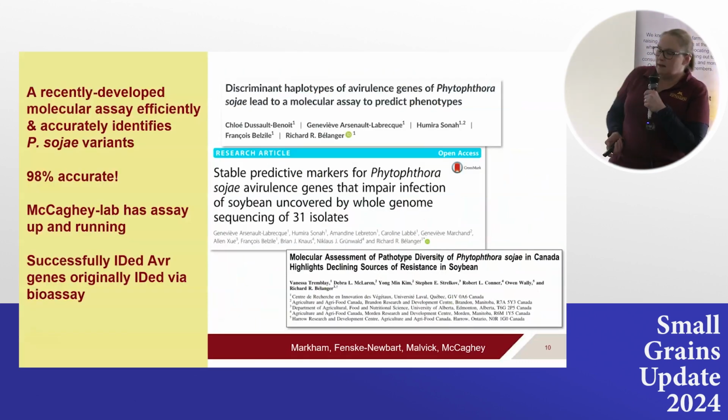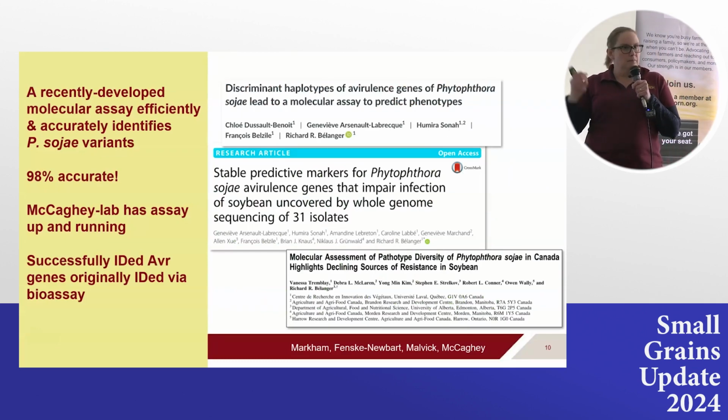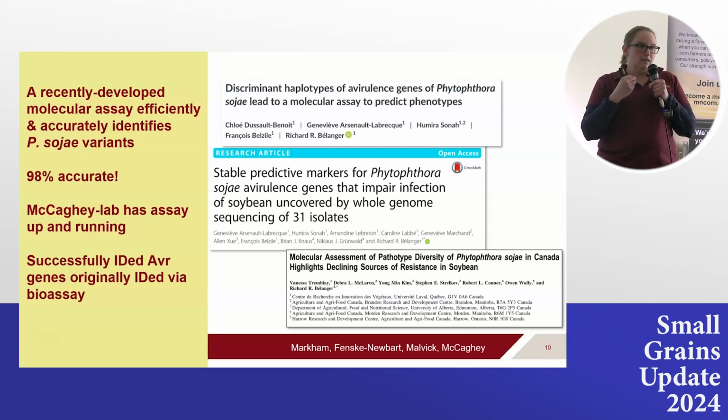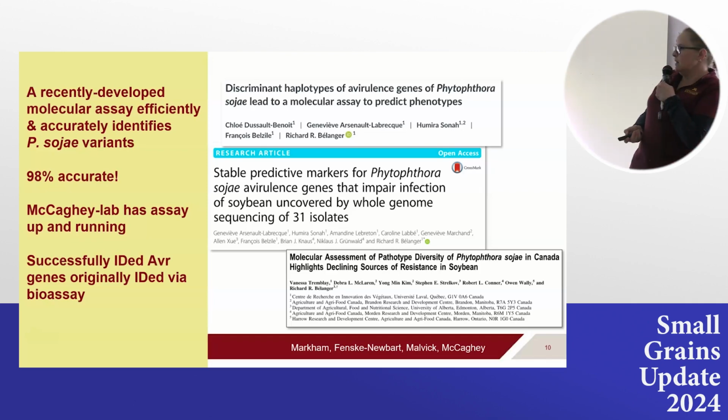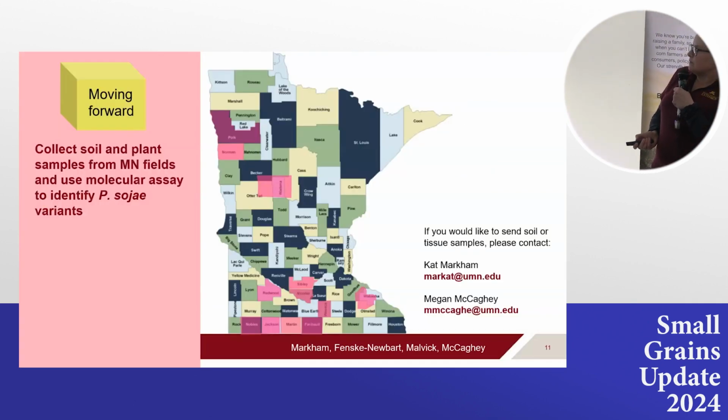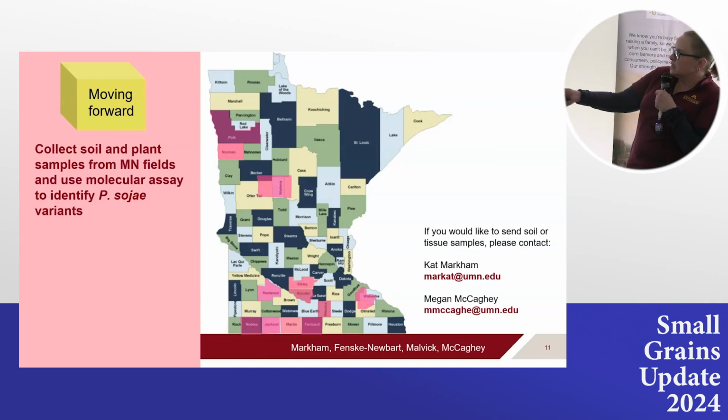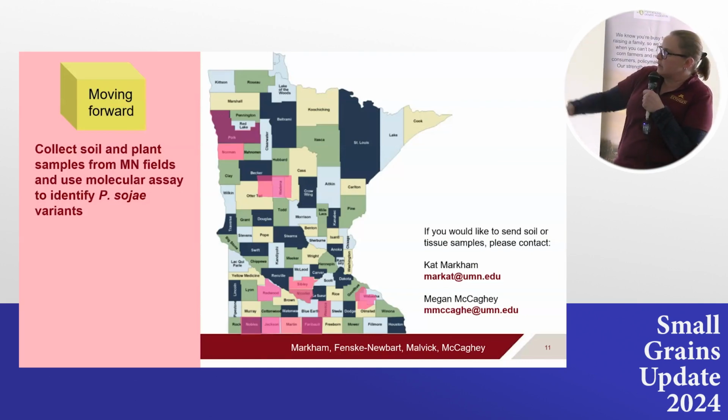So more recently, there's been developed a molecular assay. So they still can collect soil samples and plant samples from the field and isolate the pathogen, but then they use molecular techniques, and with 98% accuracy, they're able to figure out individual AVR proteins that are in our Phytophthora populations. So this past year, here's a couple samples I've sent in from the region.